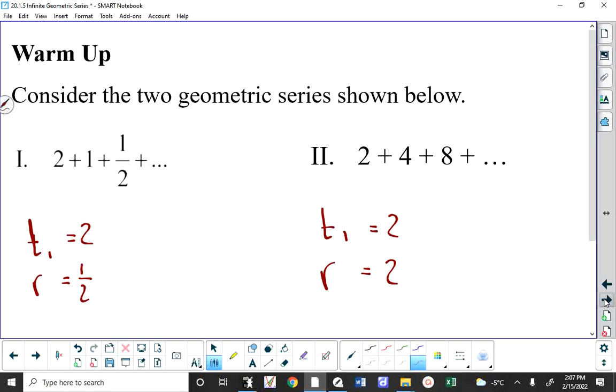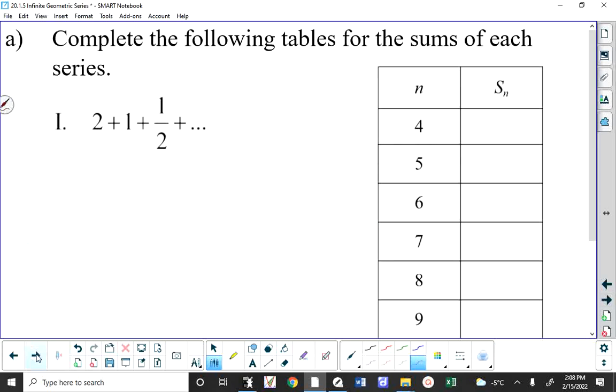I don't think that really requires any explanation. You can see that the first series' terms are being multiplied by a half, or 0.5, regularly. And in the second series, they're being doubled, so r is 2. Any questions with that first part? I haven't really answered any questions that are in your handout yet, but does that make sense, what t1 and r are equal to for those? Okay. So complete the following table.